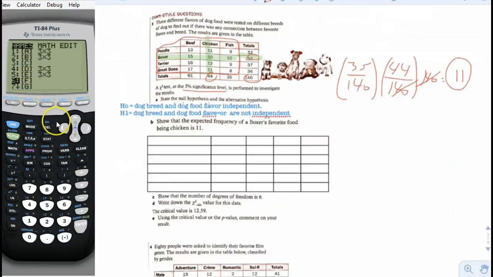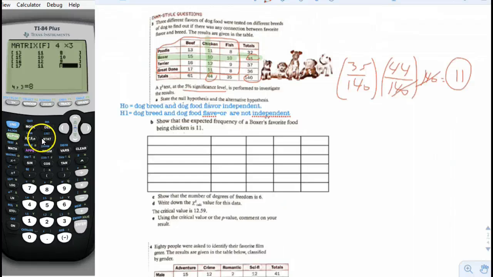So let's use the F and the G tables to put in this data. We'll use edit, and then we'll go down to F, and I'm going to type in all the numbers. To do that I'm going to have to say that this is a 4 by 3 matrix first, where 4 is the rows and 3 is the columns. And for the first one, for beef and poodle, I'm going to put 13, and so on. So I just typed all this information into matrix F.